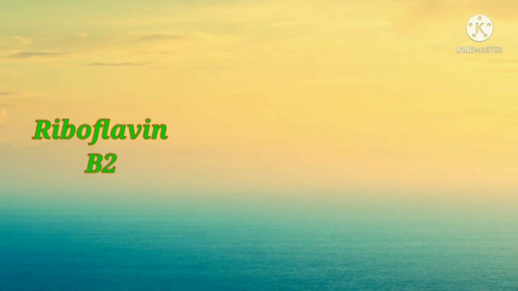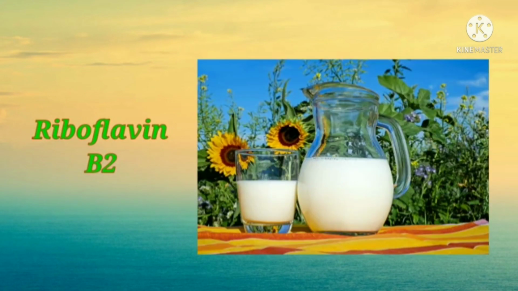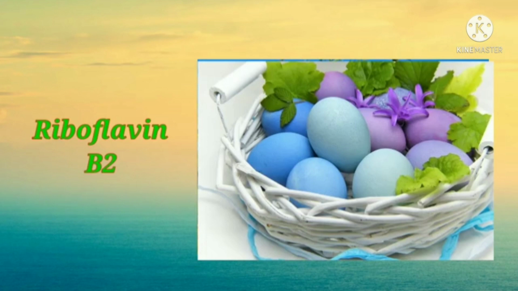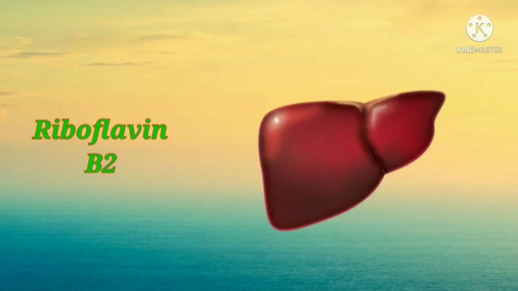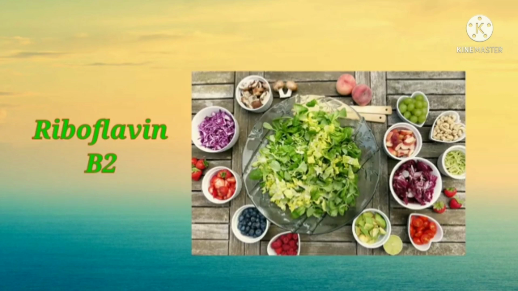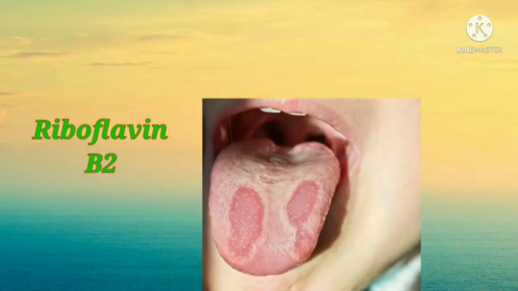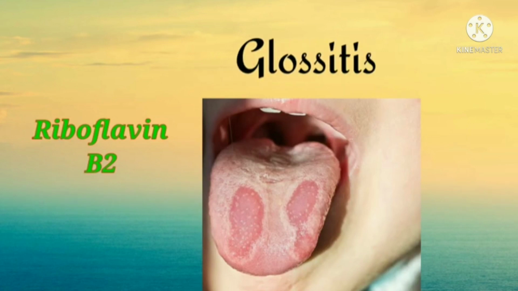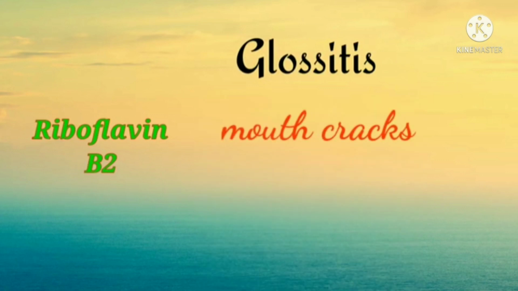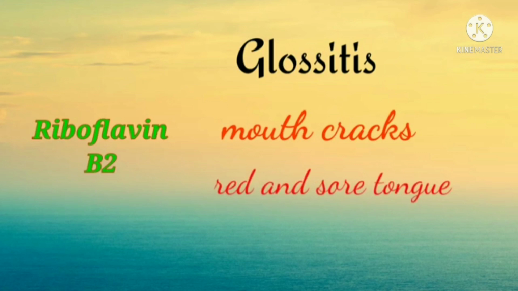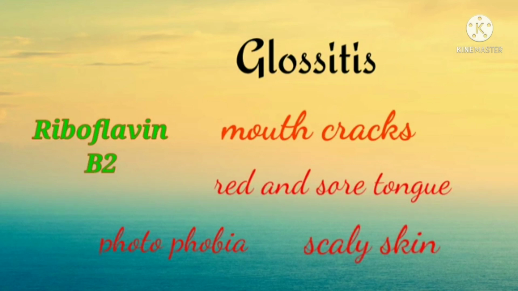Riboflavin. This B2 vitamin is found in milk, egg, liver, kidney, leafy vegetables, etc. Absence of B2 vitamin causes glossitis. The symptoms of glossitis are mouth cracks at corners, red and sore tongue, photophobia, and scaly skin.